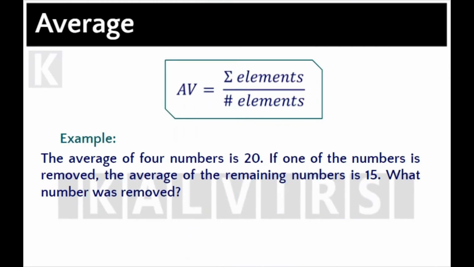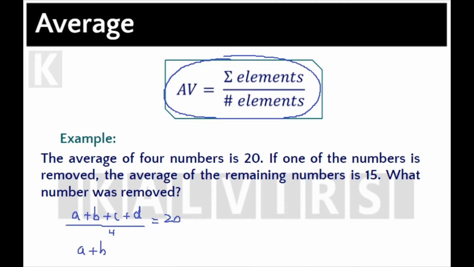The average of a group of numbers is defined as the sum of the values over the number of values. In the example shown below, let A, B, C, and D be the group of numbers. Their average is 20, therefore their sum is 80.